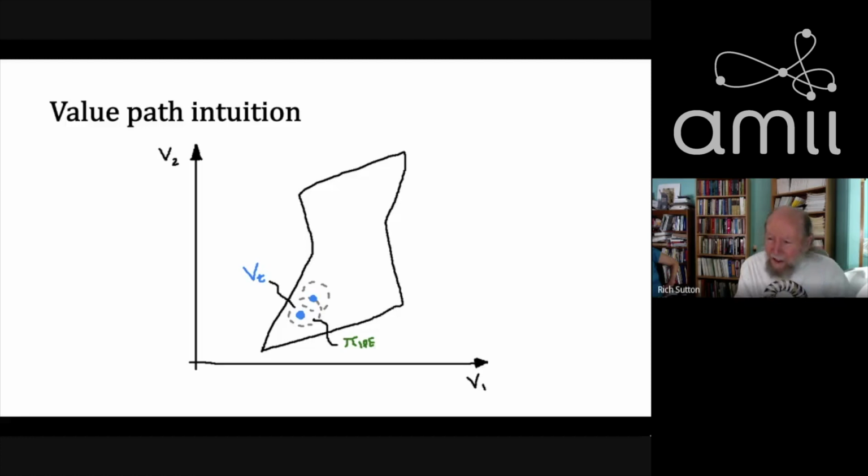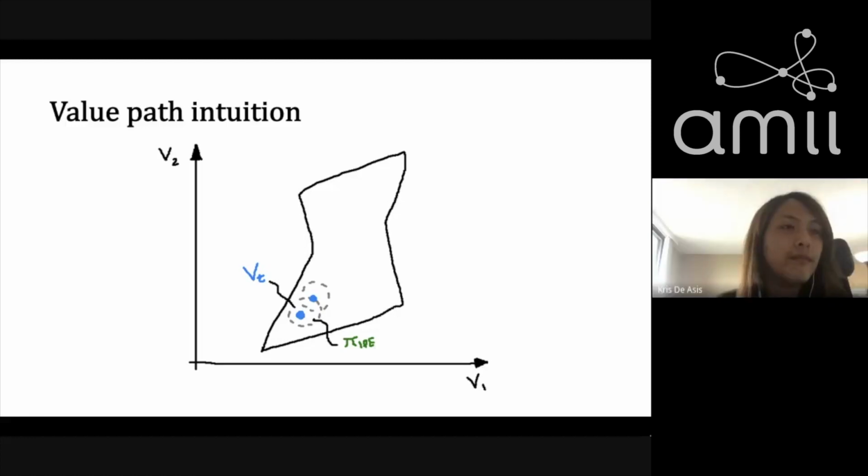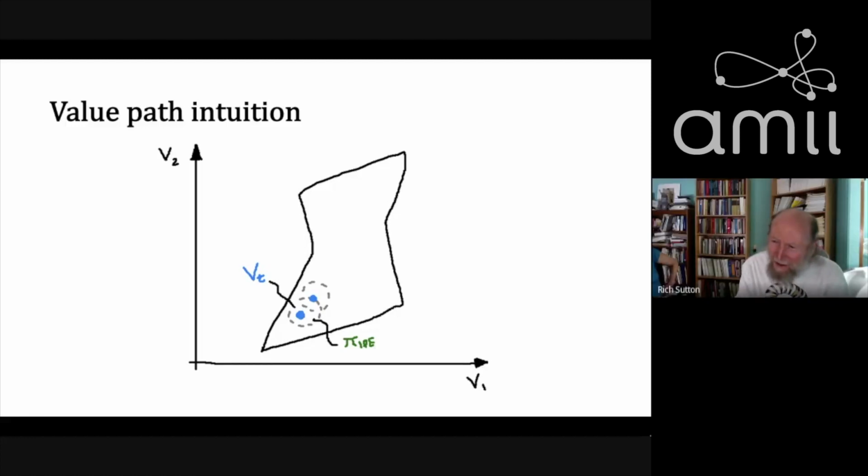So if you're using a policy to generate the value function, why does it make sense to then go back and try to align the policy with the generated value function?